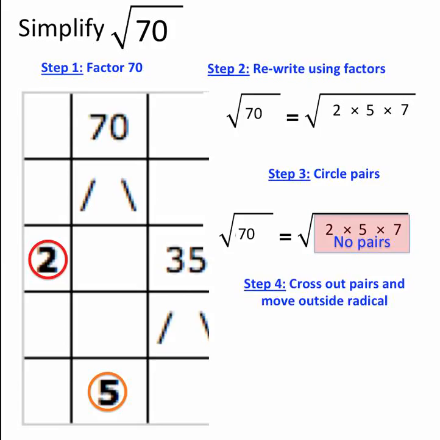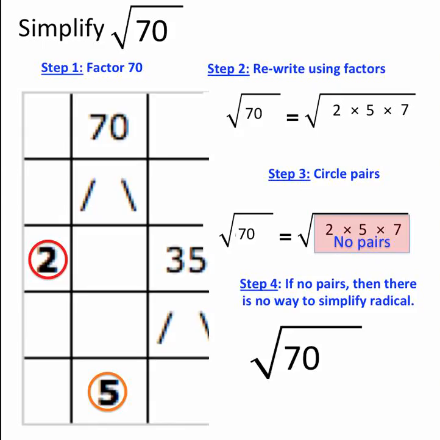The next step is to cross out the pairs and move them outside the radical. But as we just said, there are no pairs to cross out and move outside the radical. And if there are no pairs, then there is no way to further simplify the radical. So radical 70, or the square root of 70, simply remains the square root of 70. There is no way to simplify that any further.